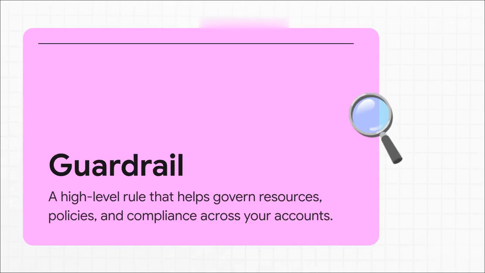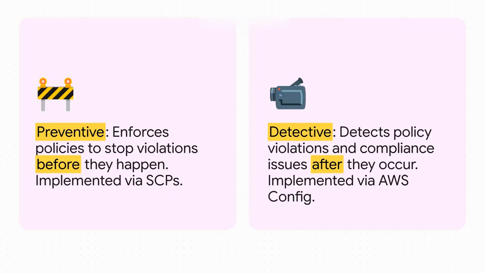Now here's one of the coolest parts of Control Tower, the concept of guardrails. These are essentially pre-configured rules that govern your entire environment, making sure everything stays secure and compliant. It's kind of like having automated bumpers in your bowling lane. They just keep everyone heading in the right direction. And these guardrails come in two main flavors.